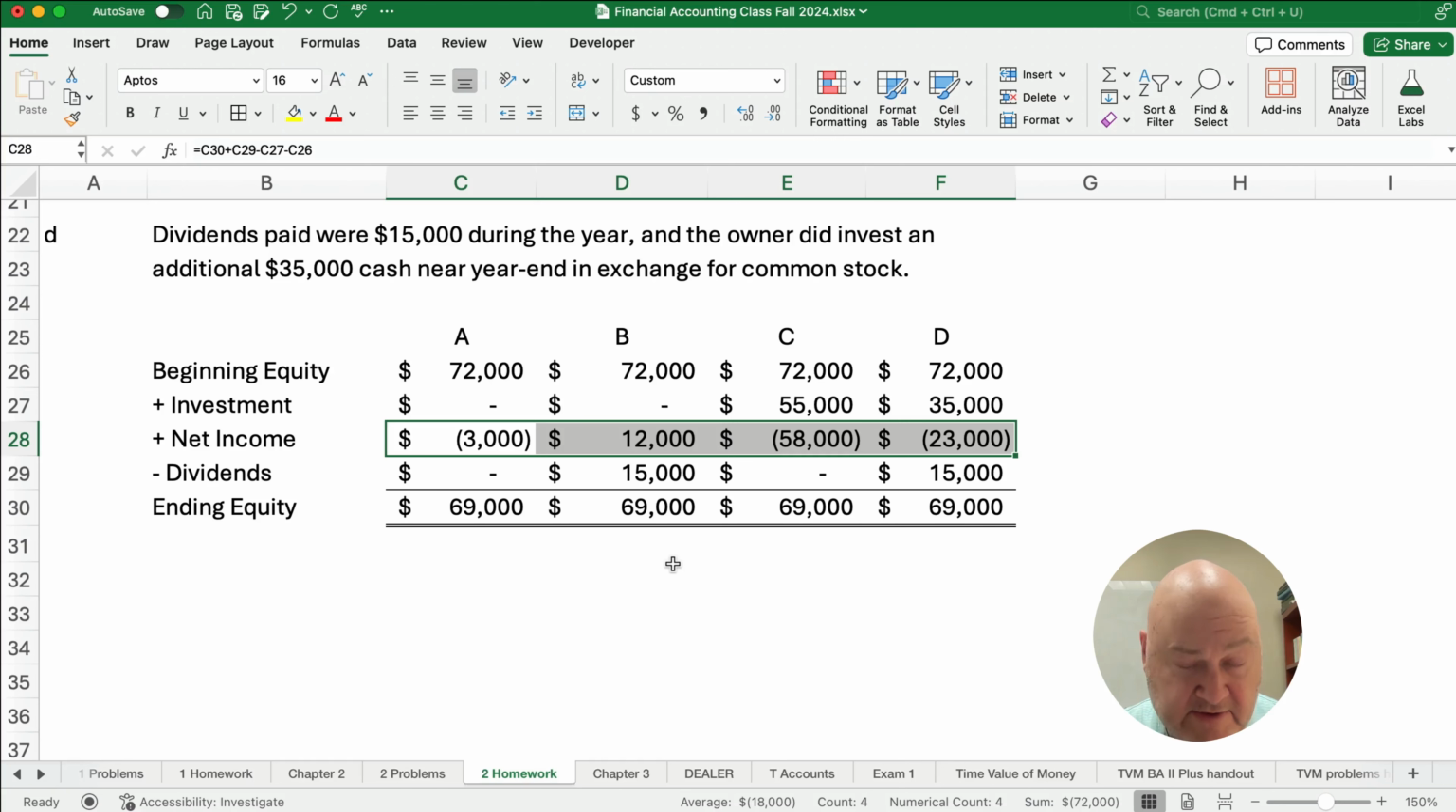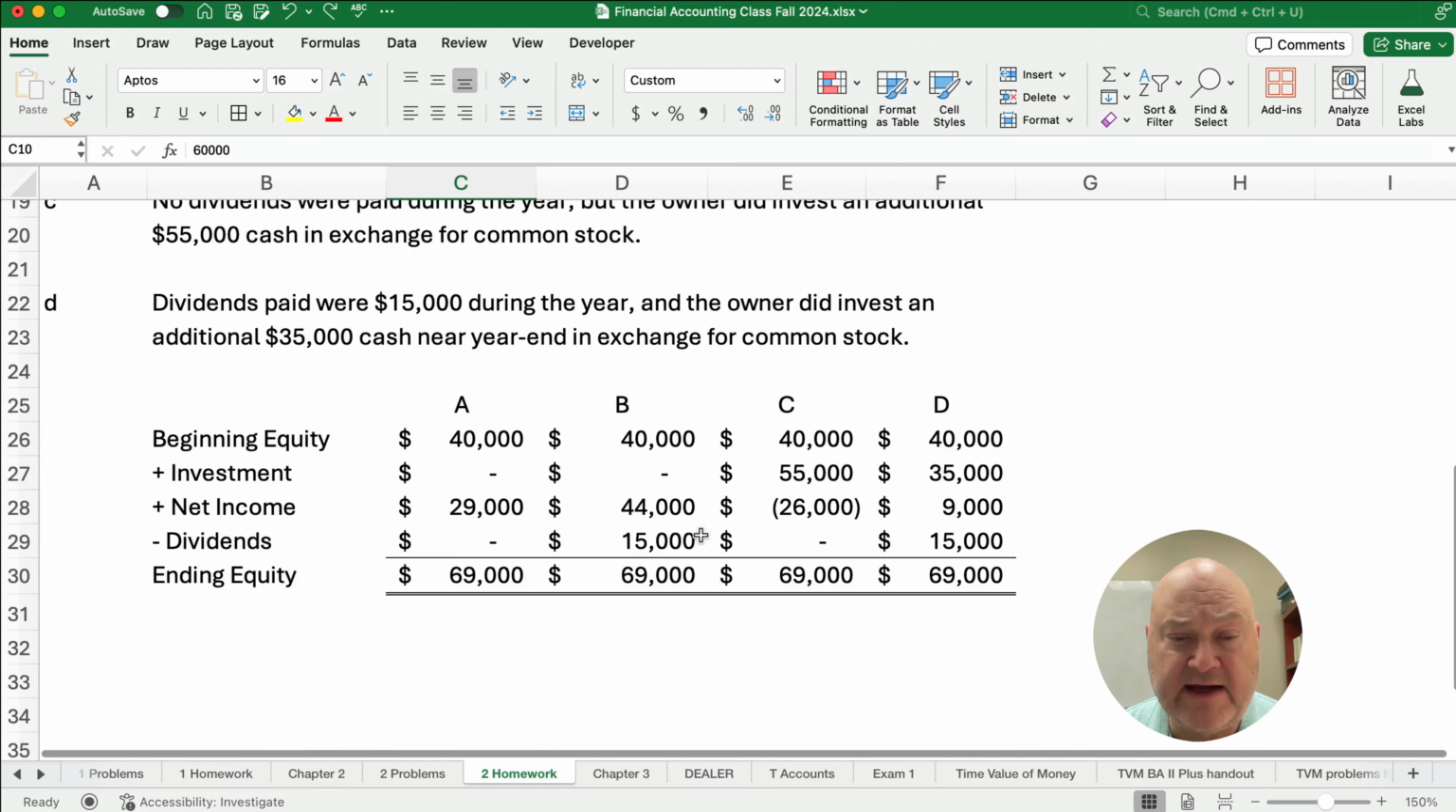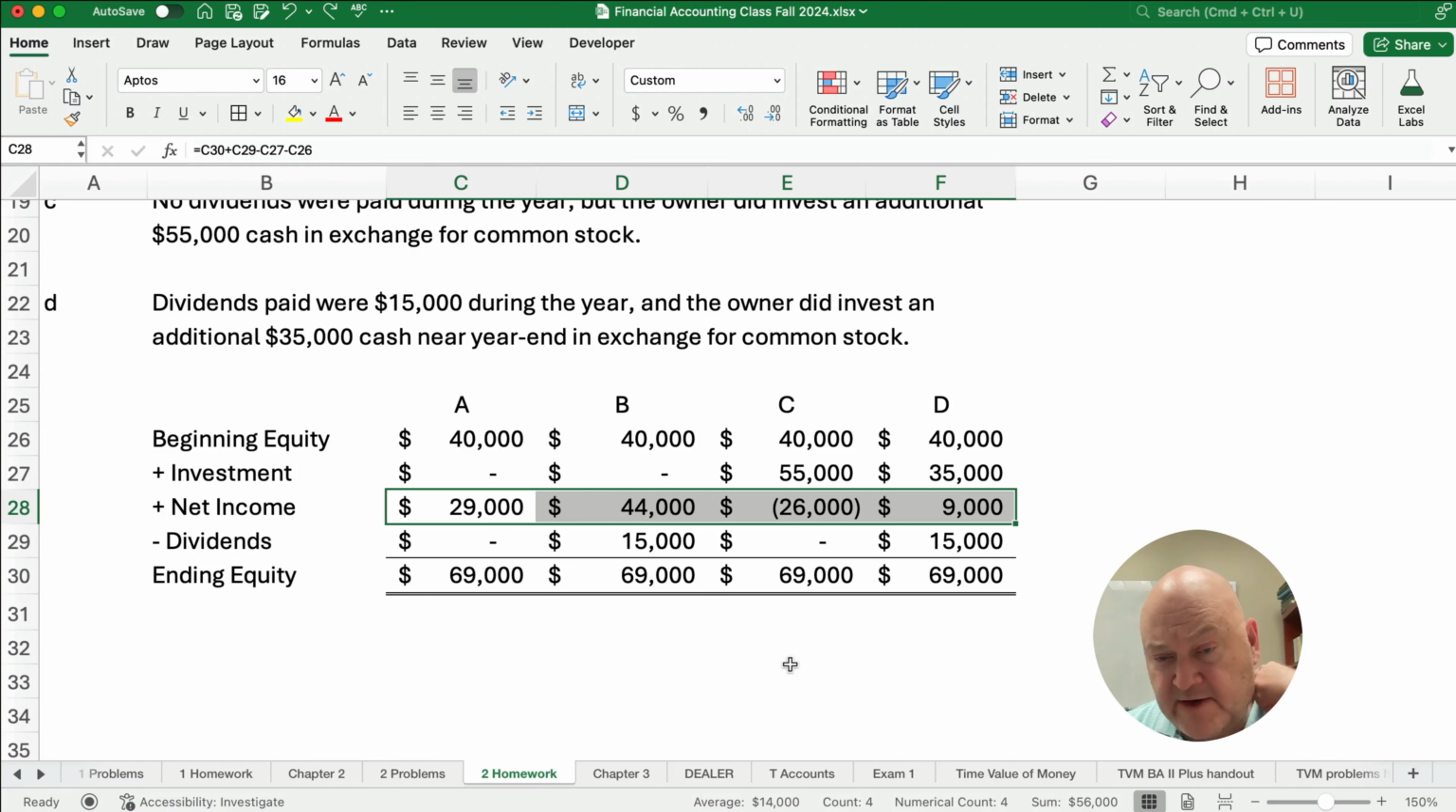I'm going to undo. The way you undo is Command or Control Z. It puts it back to 60,000. This puts this back to 40,000. And here are our answers for the 4 different scenarios.